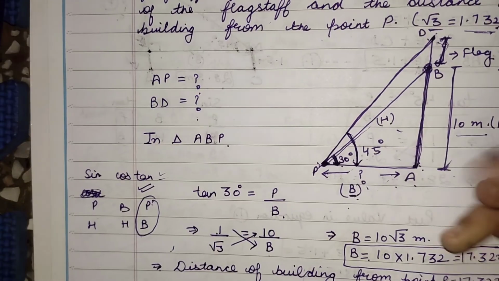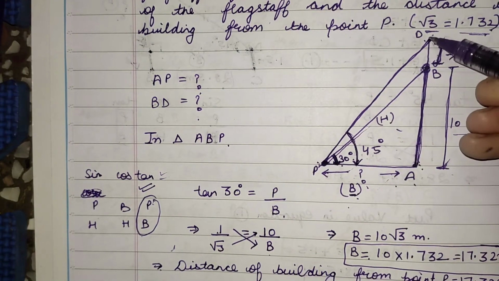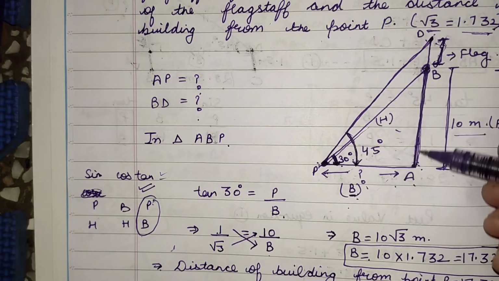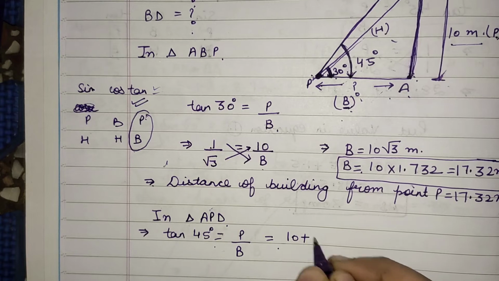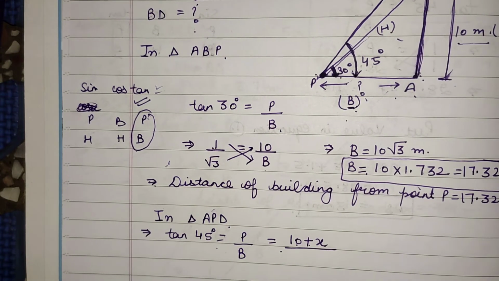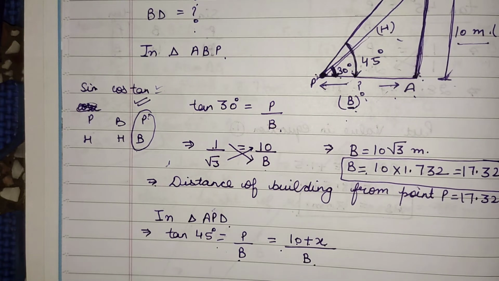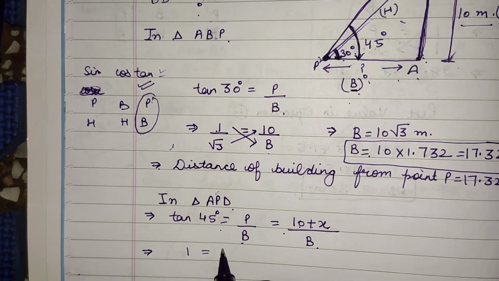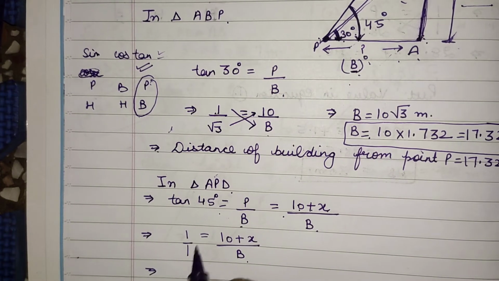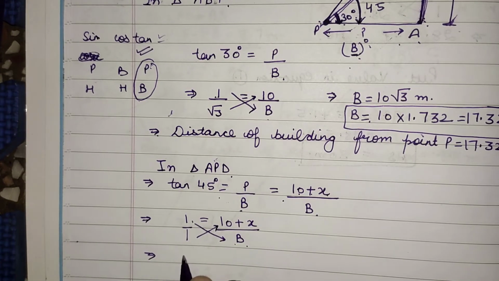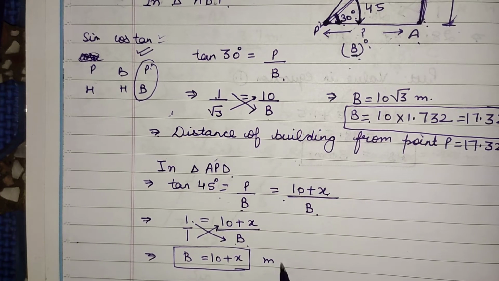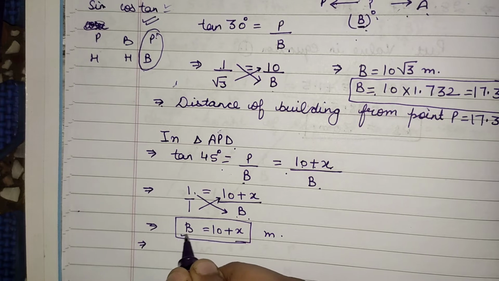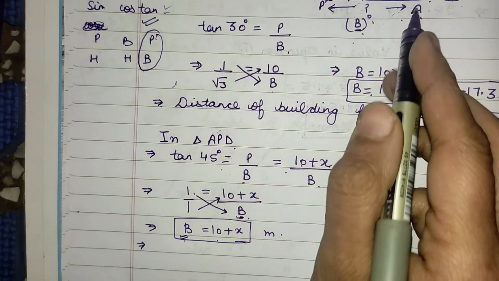So this time you can see that when I am taking this angle 45, my perpendicular is this complete. Okay, and what is this? 10 plus height of flag, which we have imagined equal to x meter. So 10 plus x, and base I have to find out. So tan 45 is 1. This is equal to 10 plus x by b, and if I do cross multiplication, then base will be equal to 10 plus x meter. Base is my AP.